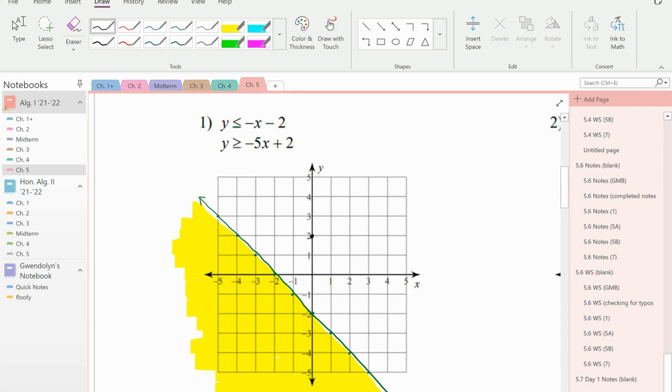Okay. For the other line, we got a y-intercept of positive 2, and then we're going to go down 5. 1, 2, 3, 4, 5. Right 1. Or up 5. 1, 2, 3, 4, 5. Back 1. Kind of get it lined up. Again, this one has an equal, so we're going to include the points on the line. And we want to be greater than or equal to it, which are going to be these points over here.